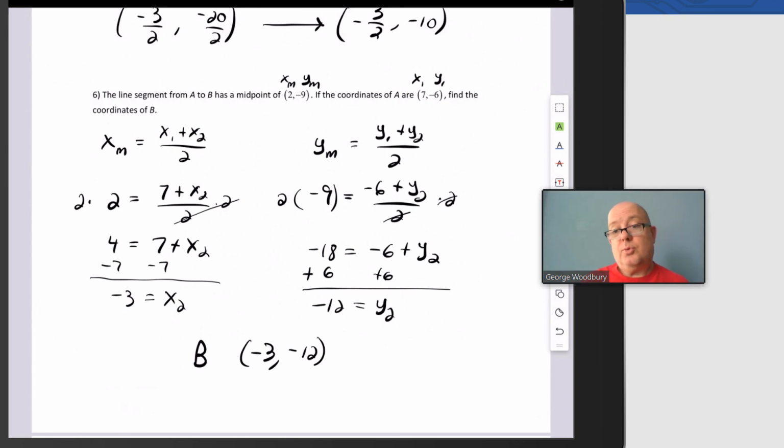So that's a quick use of the midpoint formula and then an application using that.